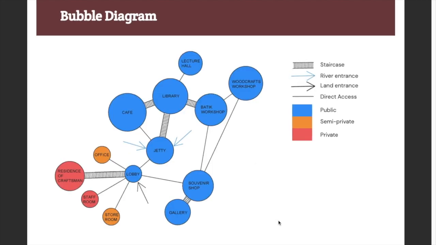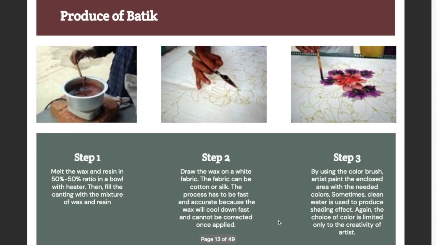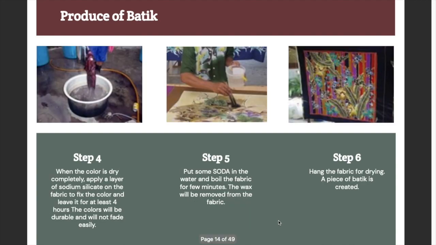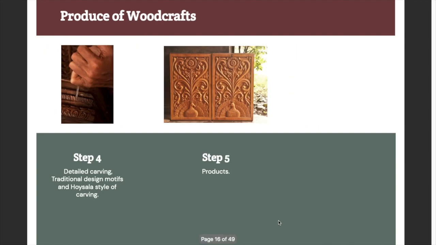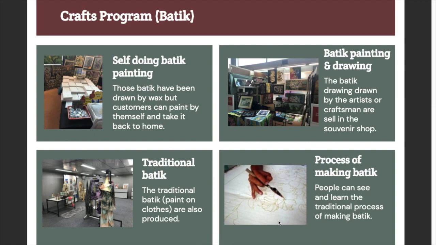This is the bubble diagram. It shows the connection between those spaces, the zoning of them, the river entrance and the land entrance. Because I'm doing the cultural center, I researched the production of batik and woodcraft, and we went to the cultural center in KL to look at the craft programs that they use.